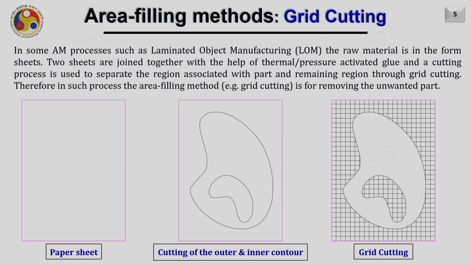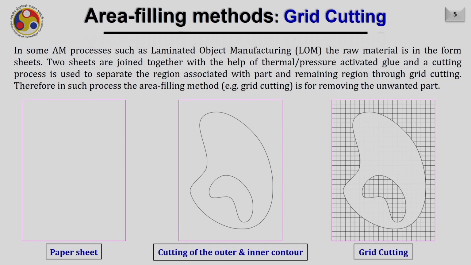In some additive manufacturing processes such as laminated object manufacturing, the raw material is in the form of sheets. Two sheets are joined together with the help of thermal or pressure activated glue, and a cutting operation is performed to separate the unwanted area from the part. In that case, the area filling is not exactly required to fill the inside area. However, it is required to remove the unnecessary material. So, for example, you are dealing with a process called LOM and you are using raw material in the form of paper sheets.